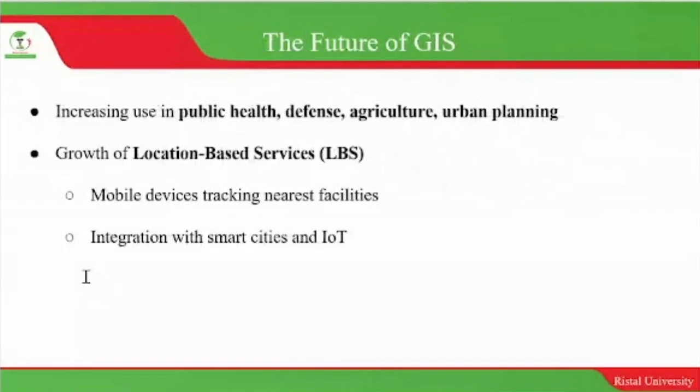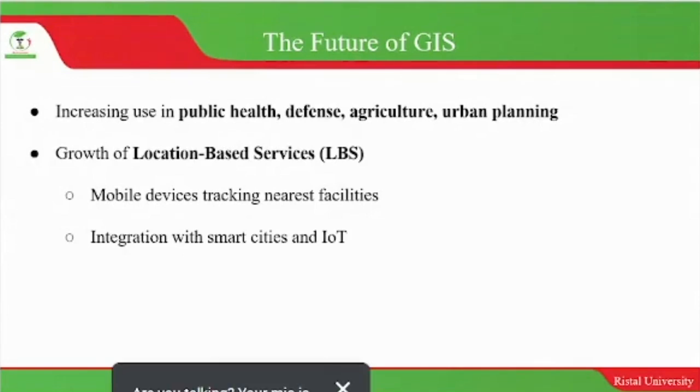So then we would want to look at the future of GIS. We now want to look at the future of these geographical information systems. One is that there is an increasing use in public health, defense, agriculture, and urban planning. So, as a student going through this lecture today, you need to be open and practical to understanding the current trends of geographical information systems.